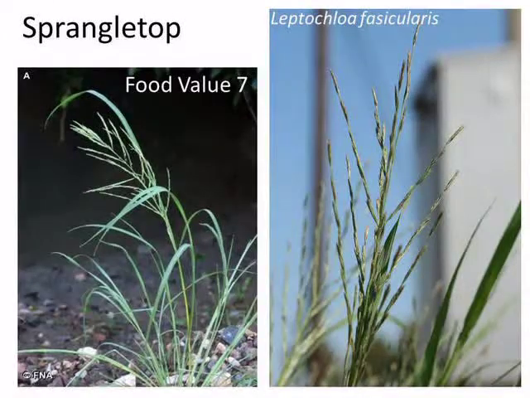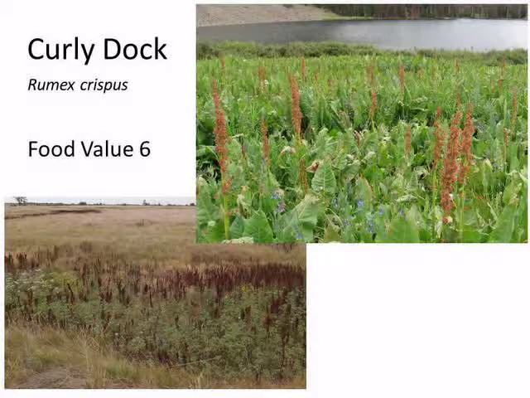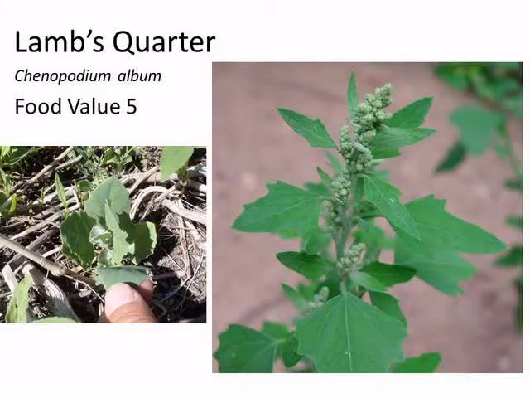Sprangletop, another good plant, food value 7. Curly dock grows abundantly out in the seasonal wetlands in South Platte. It's easy to recognize with the dark red seed heads later in the summer. Lamb's quarter, we're getting down to about a food value of 5, but it does have a lot of above ground leafy surface area, which is good for providing a substrate for invertebrates to feed on.